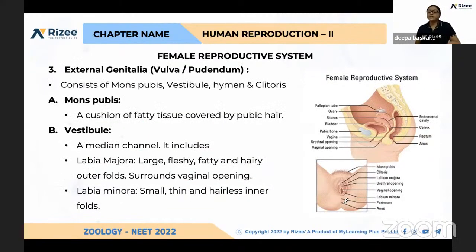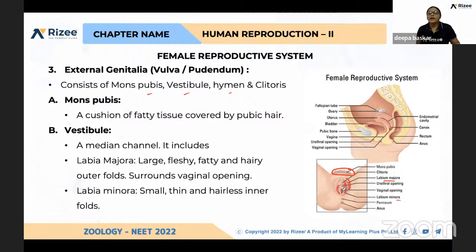Yeah. So next is external genitalia. External genitalia consists of mons pubis, vestibule, hymen, clitoris. See here, this region is called mons pubis, where the hairs are there. Next, this is called labia majora. And the skin foldings present inside are called labia minora.